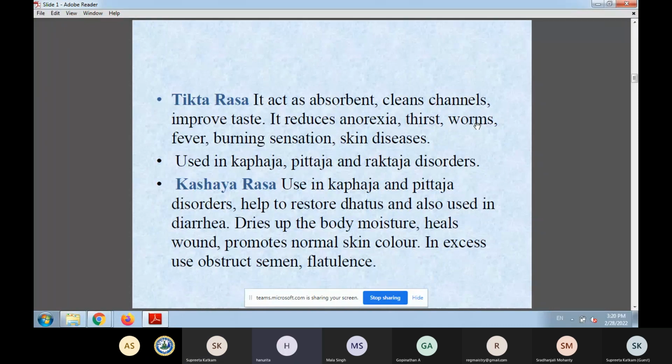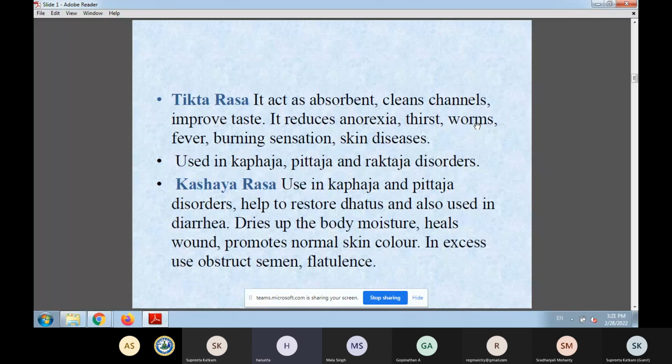Madhura, Lavana, and Amla pacify Vata. Tikta pacifies Pitta.